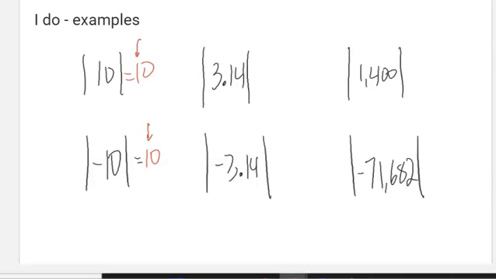How far is this from 0? Well, it's that far from 0. How far is this from 0 if it's negative? Well, it's the same distance, same absolute value, just in the opposite direction. How far is this from 0? Well, it's that far from 0. We always use positive numbers when we talk about absolute value. That's what I want you to take away from this.